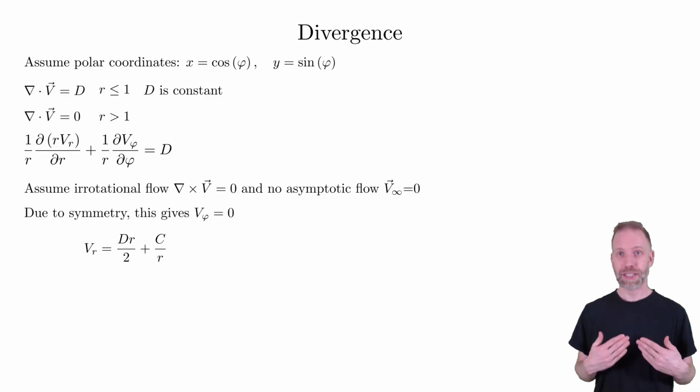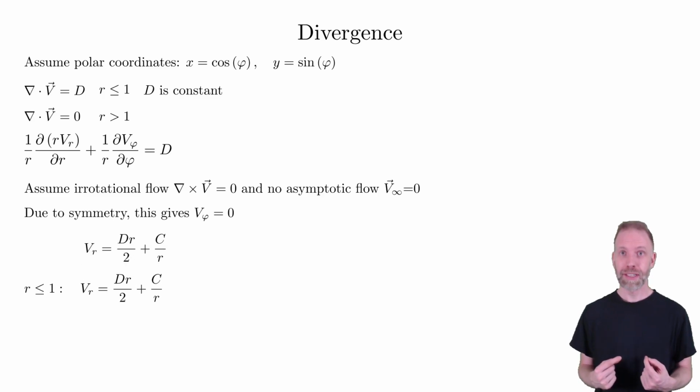What remains is to determine the integration constant. For r smaller than 1, use that 1 over r goes to infinity at r equals 0. As this is not physical, c has to be 0. For r larger than 1, we know that d is 0 from the condition we set at the beginning. However, as r equals 0 is outside this region, we can have a value of the integration constant c.